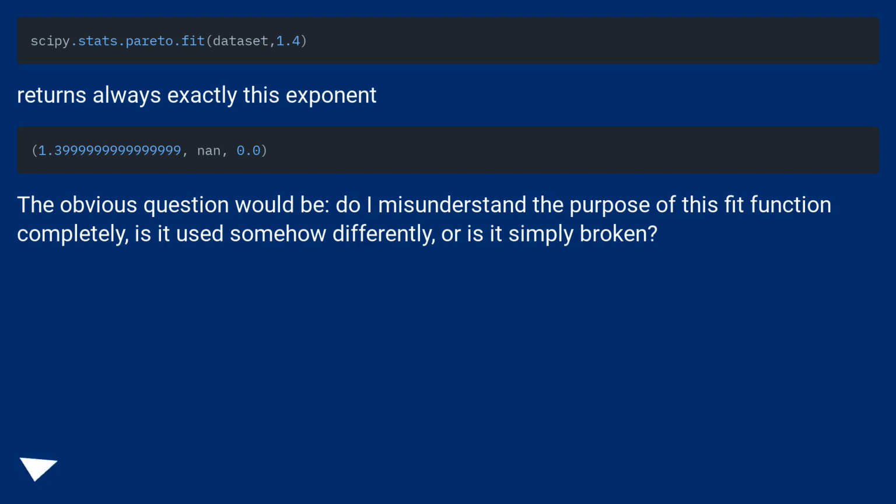The obvious question would be, do I misunderstand the purpose of this fit function completely? Is it used somehow differently, or is it simply broken?